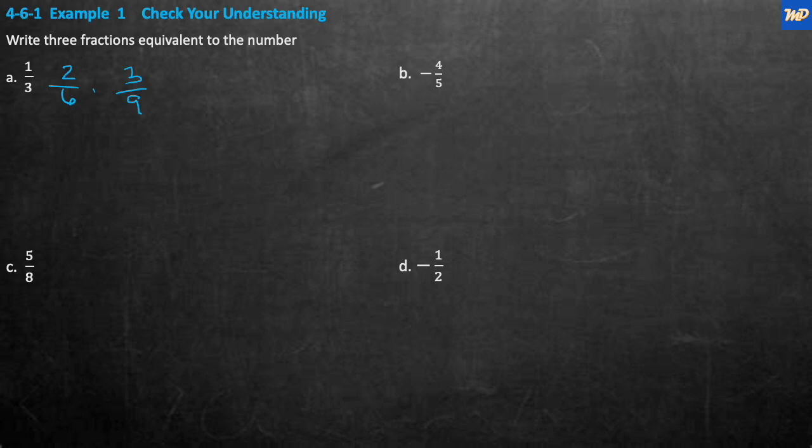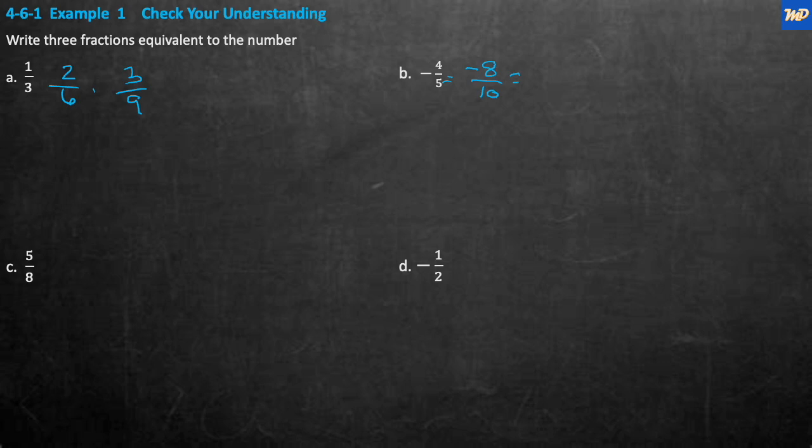For B, we're going to multiply 4/5 by 2 on the numerator and the denominator. So we'll have 8 tenths. But this is negative, so how do we want to write that? We can write the negative out in front, or we could write the negative here. Let's write the negative here. Negative 8 divided by 10 is equal to negative 4/5.